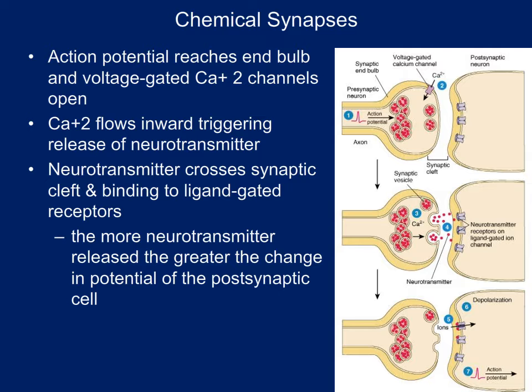Once it crosses the synaptic cleft, it will bind to special receptors in the postsynaptic cell. Now, depending on the type of neurotransmitter, this can cause the postsynaptic cell to depolarize or form its own action potential, or it can cause it to hyperpolarize or prevent further action potentials. And so we're going to talk about this in greater detail in just a few slides.